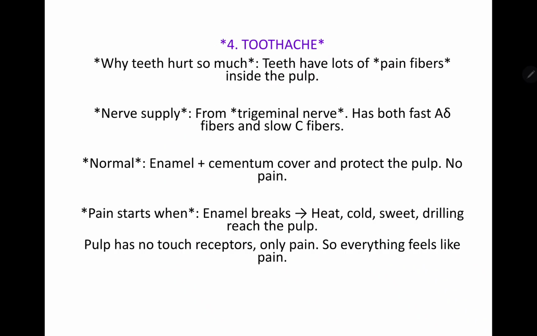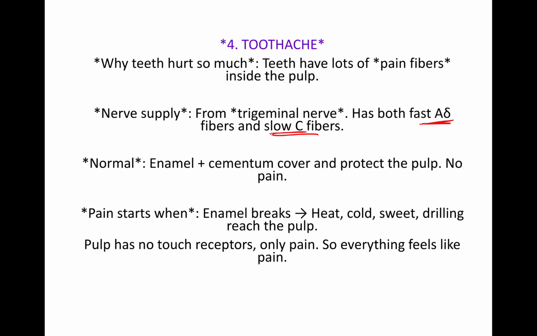Now, toothache. Why does teeth hurt so much? Teeth have lots of pain fibers inside the pulp, right? Now the nerve supply is from trigeminal nerve. It has both fast A delta fibers and slow C fibers. Nerve supply, okay, to the tooth.